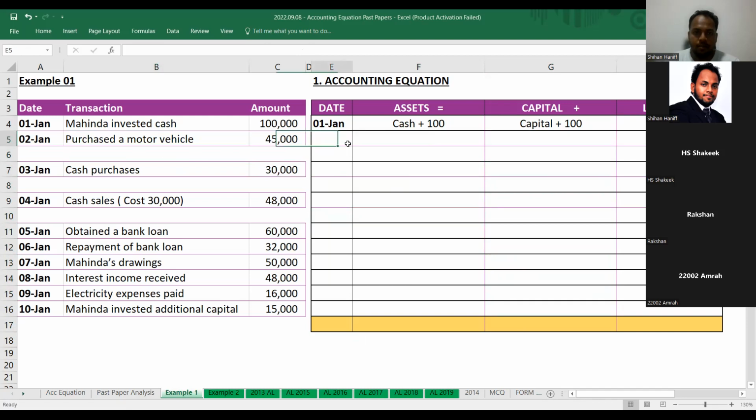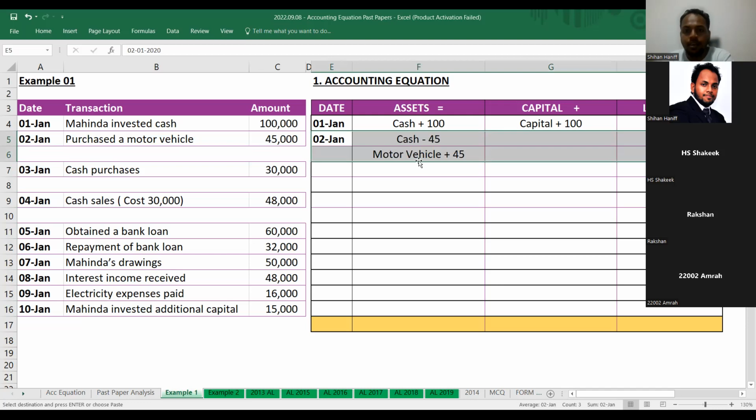Purchased a motor vehicle 45,000. Then what happens? Cash will reduce. We give cash and buy a vehicle. So cash will reduce by 45,000. Motor vehicle will increase by 45,000. Cash will reduce, motor vehicle will increase.